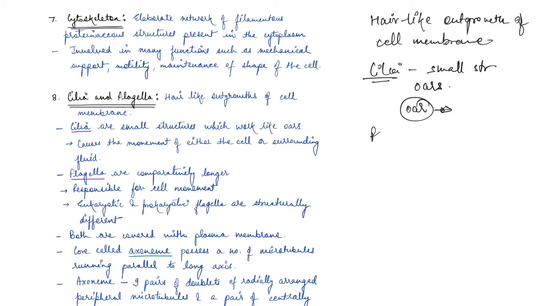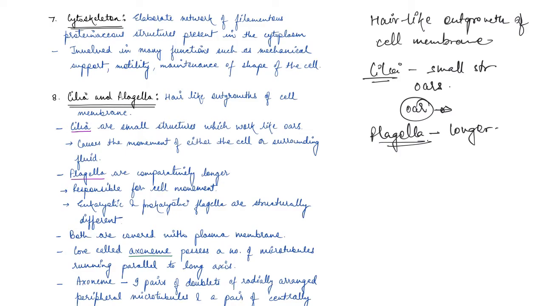Now, what happens in flagella? Flagella is comparatively longer, right? And again, it helps in cell movement, right? So you must have seen in different structures of bacteria, the prokaryotic bacterial structure have flagella, right? But these are structurally very different from the eukaryotic flagella.